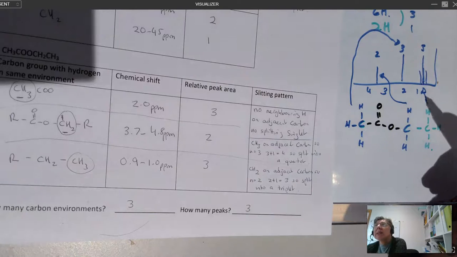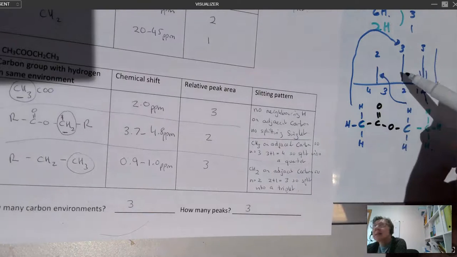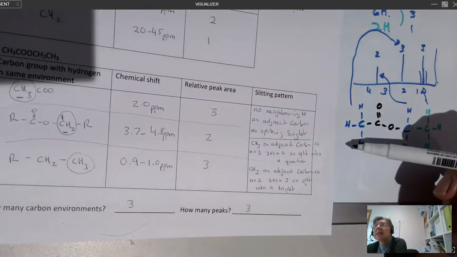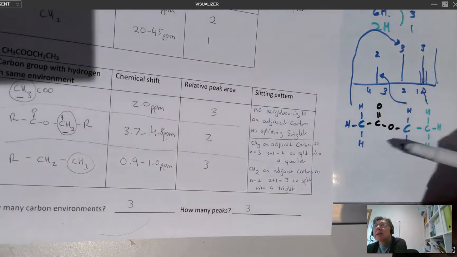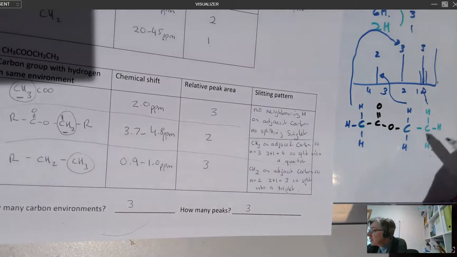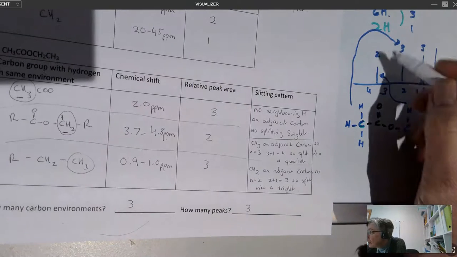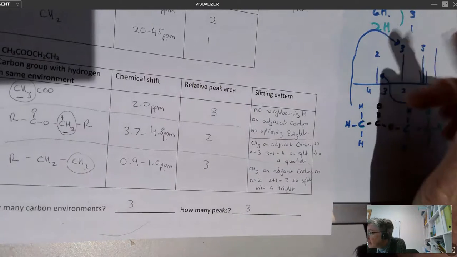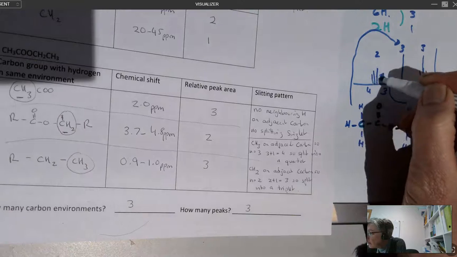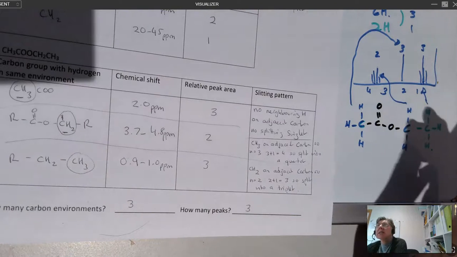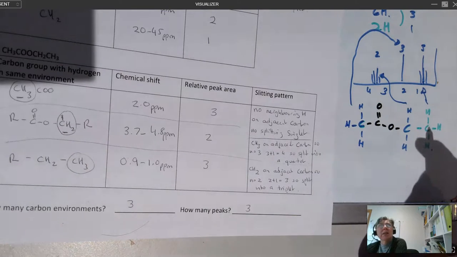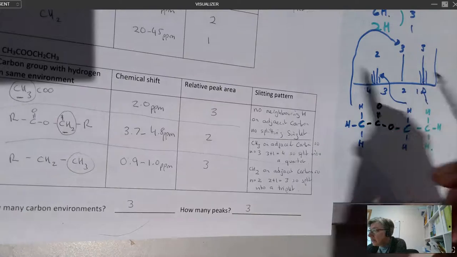So kind of repeat that to yourself. The peak is there because of that, and it's not split because there are no neighbours. This peak is there because of that, and it's got 3 hydrogen neighbours. 3 plus 1 is 4. So it'll be split into a quartet. So 1, 2, 3, 4. They'll be closer together than that. So hopefully that helped.